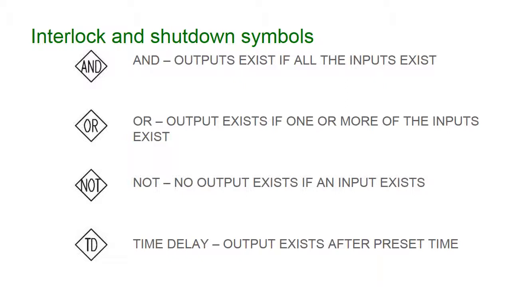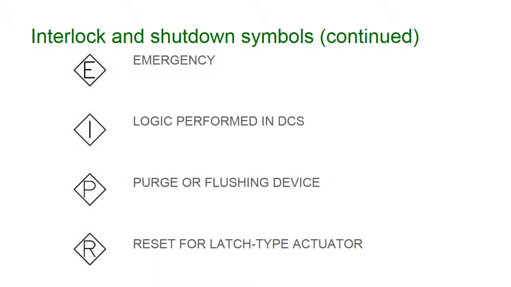Outputs exist if all the inputs exist, or output exists if one or more of the inputs exist. No output exists if an input exists. Time delay: output exists after a preset time. Emergency: logic performed in DCS. Purge or flushing device. Reset for latch type actuator.